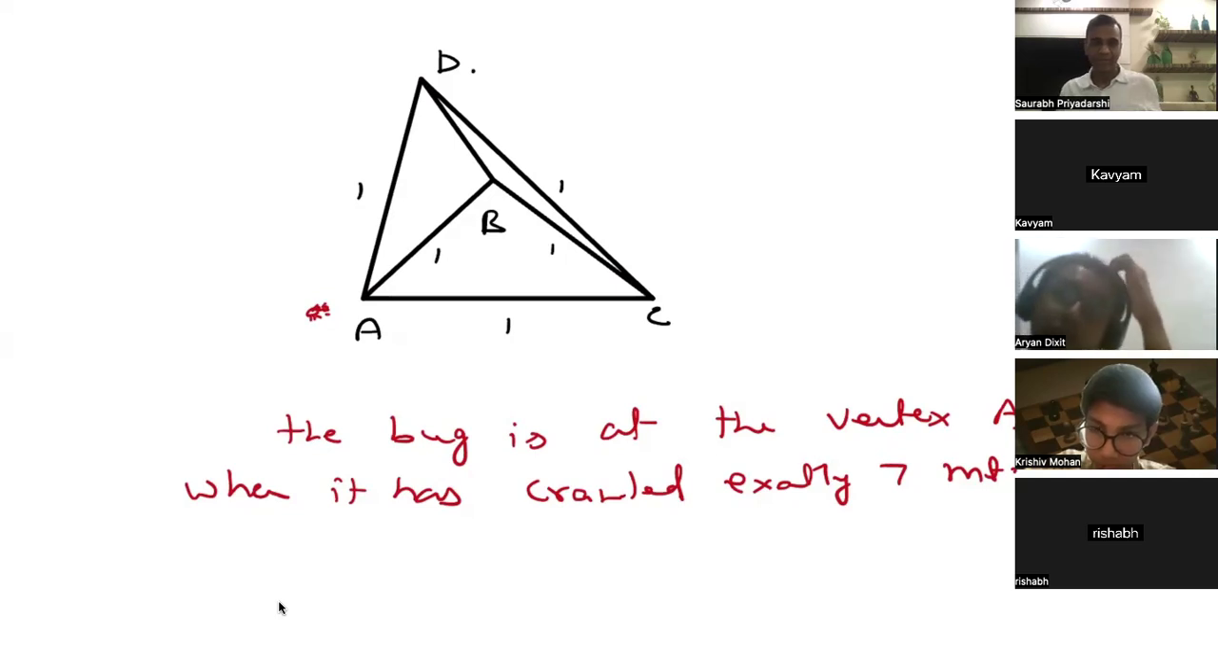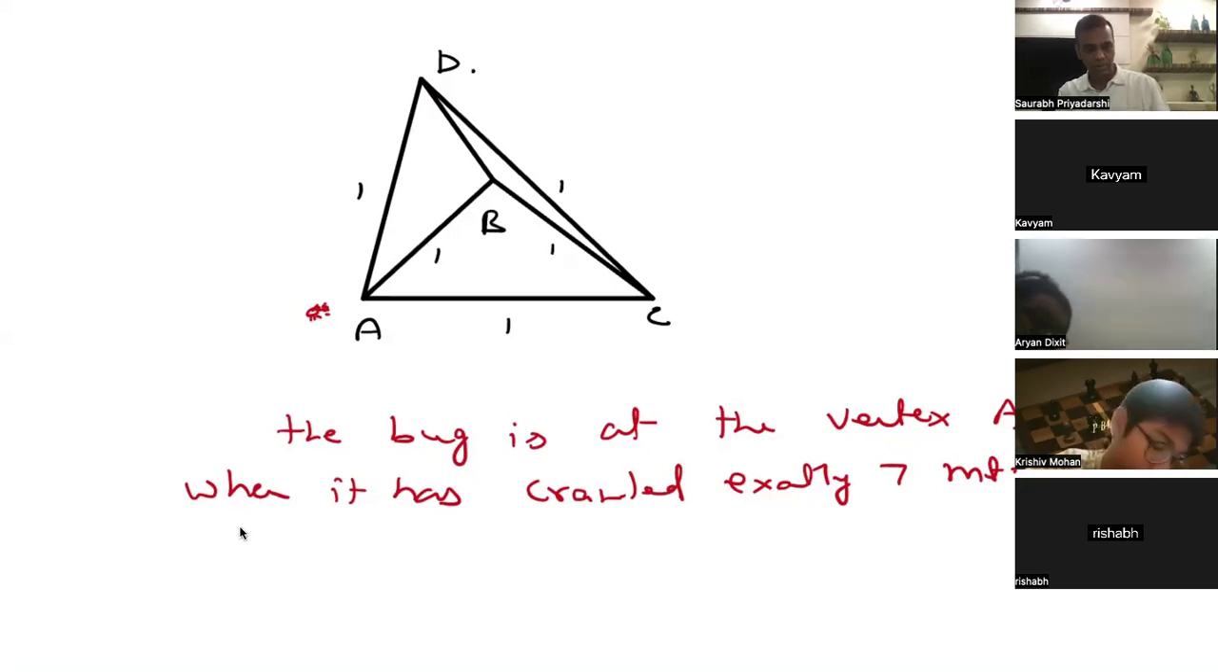Sir, I've sent the answer. This 729 is a maximum way, na? But it has to reach to A. Starting from A, it has to reach to A only. We have to find the probability.